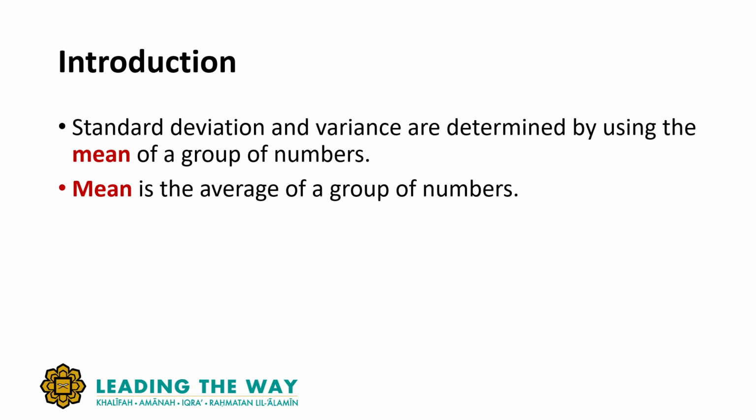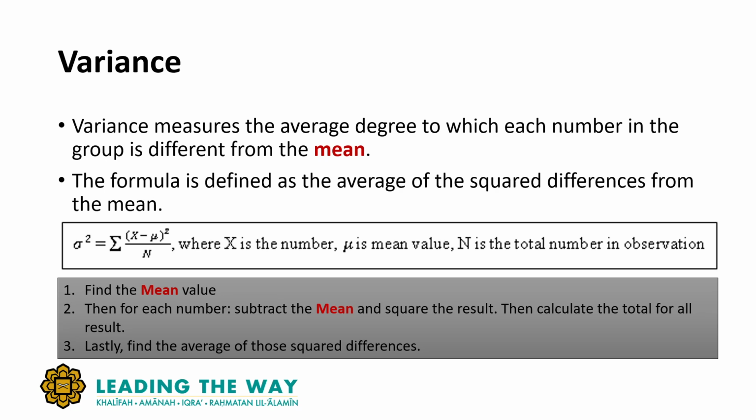The introduction to this subtopic: standard deviation and variance are determined by using the mean of a group of numbers. Before this you have learned how to find the mean. What is meant by mean is the average of a group of numbers. Variance measures the average degree to which each number in the group is different from the mean.